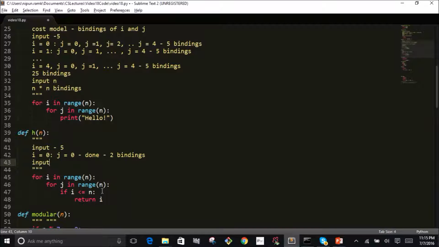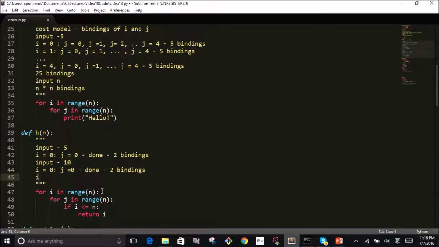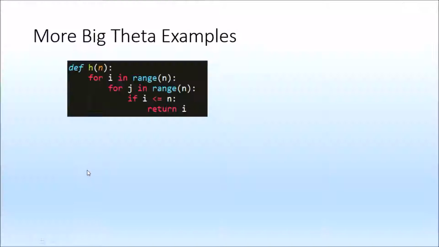Okay, what if my input is something like 10? Well, then I'm going to have i equals 0. Then, within i equals 0, I'm going to have j equals 0. And then, oh, look, I'm done again. 2 bindings. So what you notice is that for whatever input we have, if our input is n, we're going to get 2 bindings. So what does this mean? Well, no matter how big our n gets, the number of bindings is going to be a constant number. So the runtime of this function is constant.